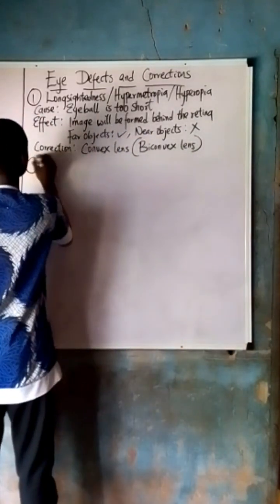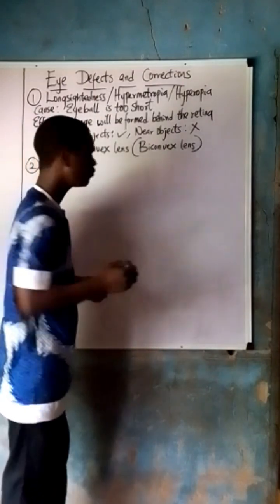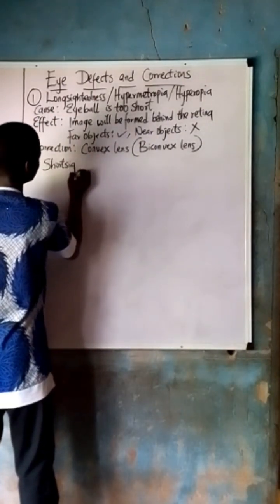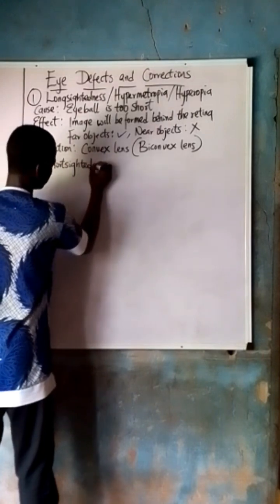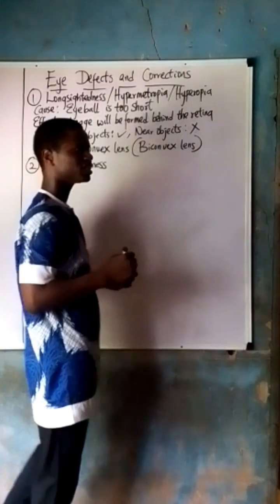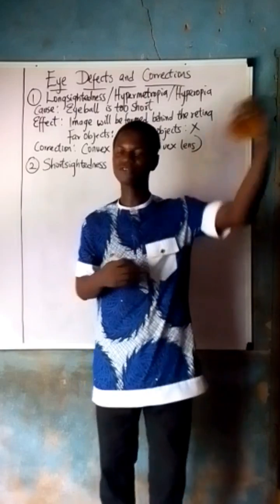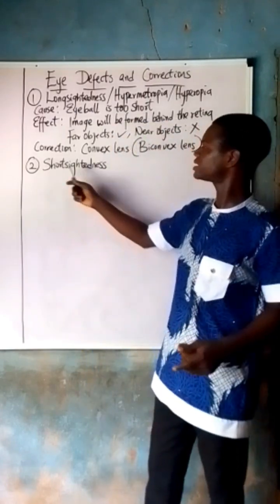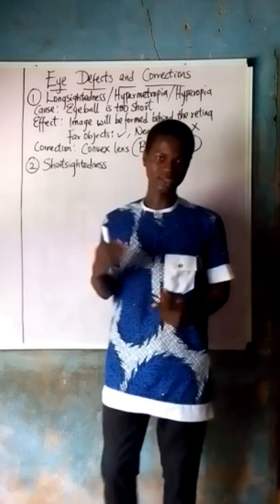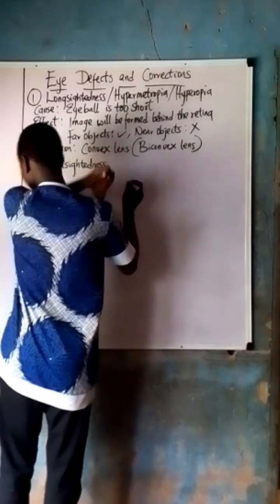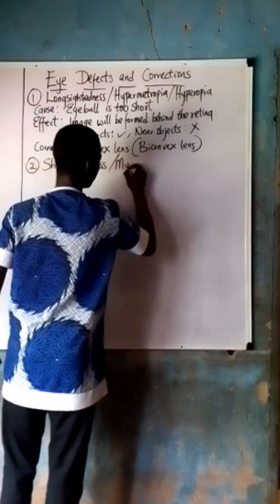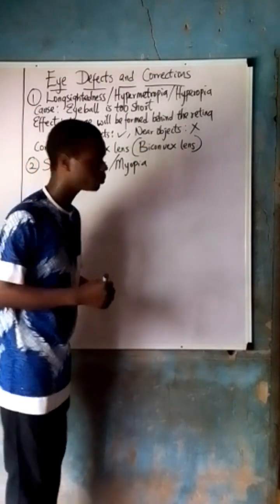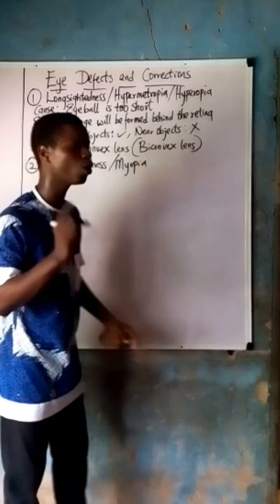Now for the next eye defect, which is called short-sightedness. What do you think of short-sightedness? Can the person see objects at near distance or objects at far distance? The answer is that the person can comfortably see objects at short distance, at near distance. And this has another name. It is also called myopia. Myopia, not hypermetropia or hyperopia. I hope that is clear.